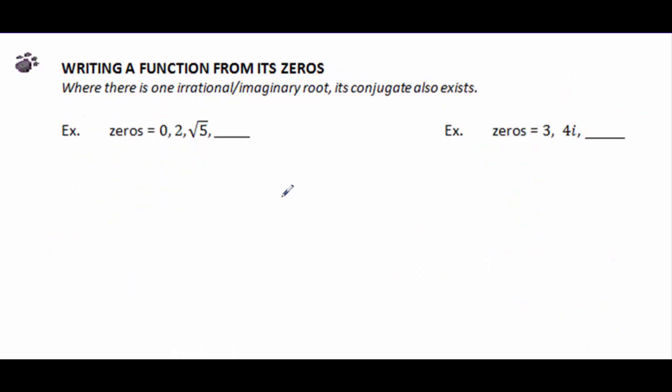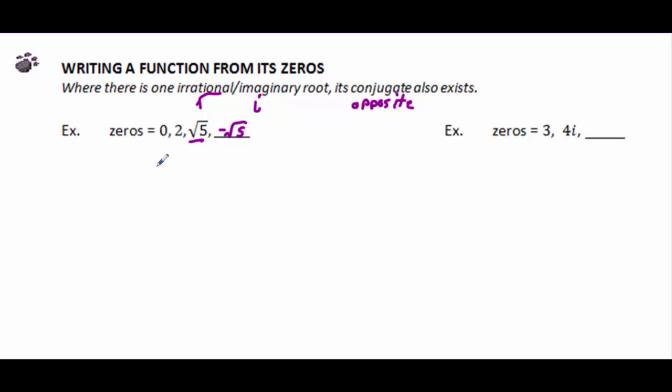The other thing that goes along with this is, what if we have answers and we want to write the actual polynomial that goes with it? And the key thing here that makes a difference is that if we have an irrational or imaginary root, so if we have either a square root or an i, its conjugate, or in other words, its opposite, also exists. And so what that means is, they tell us the square root of 5 is an answer. We can say, oh, well, negative square root of 5 also has to be an answer.